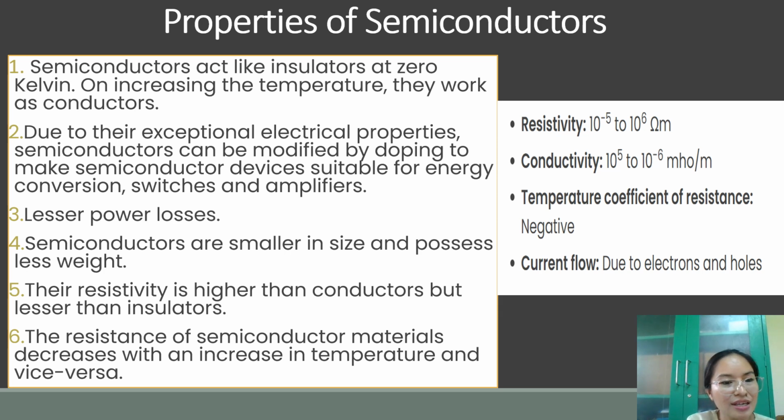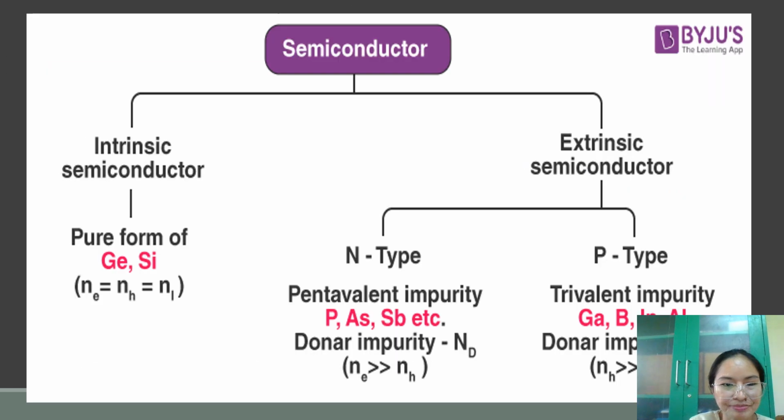Number 3, less power losses. Number 4, they are smaller in size and possess less weight. Their resistivity, number 5, is higher than conductors but lesser than insulators. Number 6, the resistance of semiconductor materials decreases with an increase in temperature and vice versa.